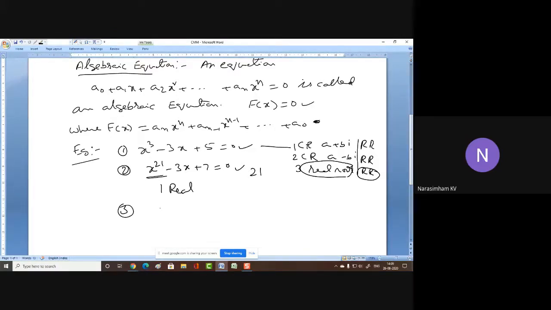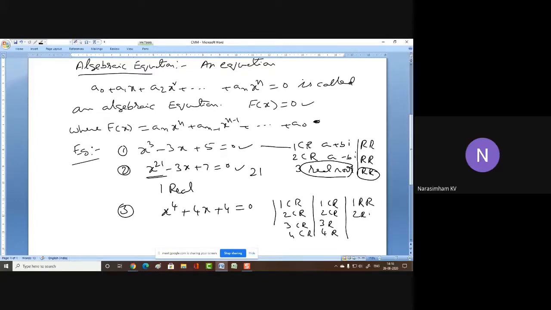Suppose you take x power 4 plus 4x plus 4 equals to 0. Just assume. So if the degree is 4, then what are the possibilities? First one is a complex root, second one is a complex root, third one is a complex root, fourth one is also a complex root. This is the first permutation. Suppose the first root is a complex root, another root is a complex root, the third one is a real root, the fourth root must be a real root.